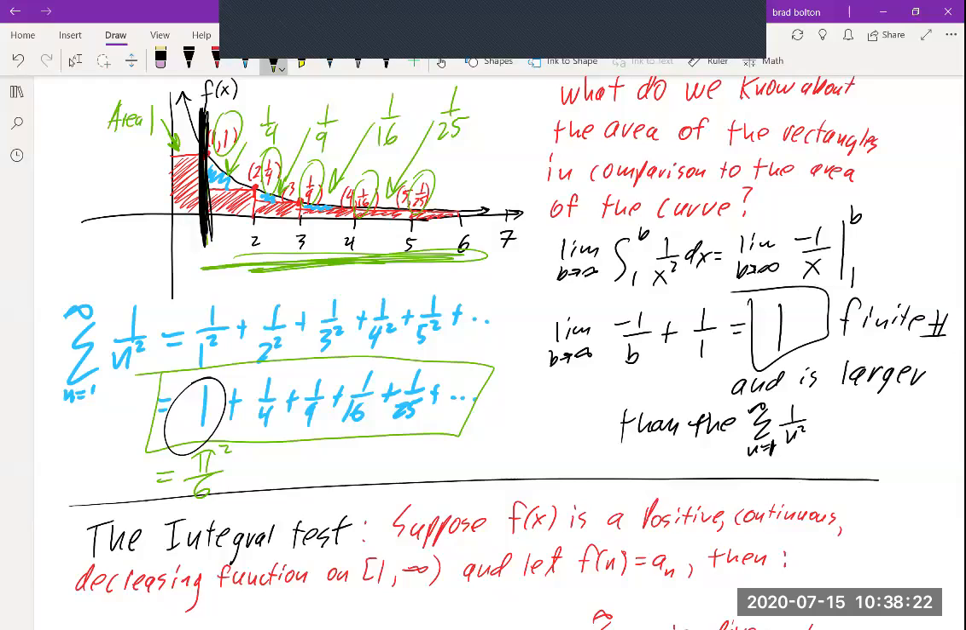So that means that the series after 1 has to be smaller than 1. Okay, that's a guarantee. So by doing that, we can compare them and say, well, if this one's a finite number and the other one's smaller than it, then that one must also be convergent because it's smaller than a finite number. So that's how the integral test kind of makes sense.